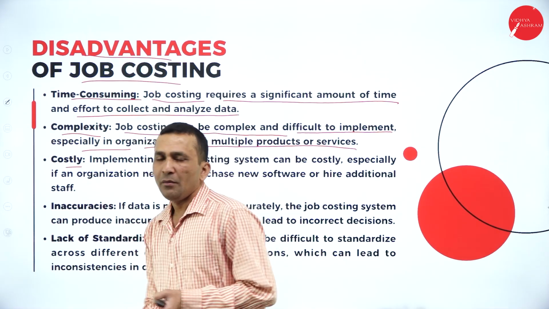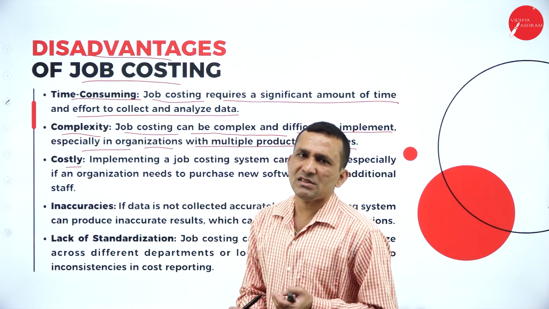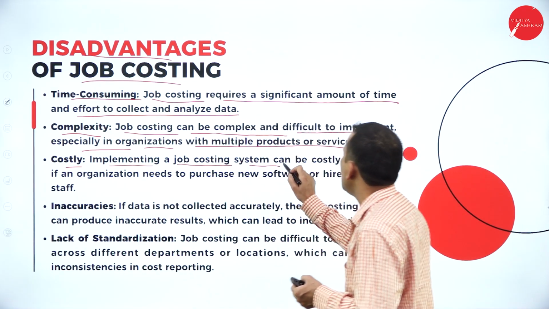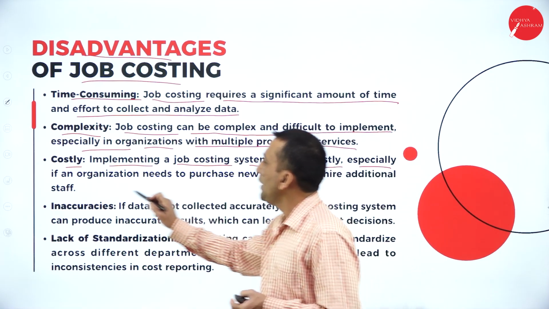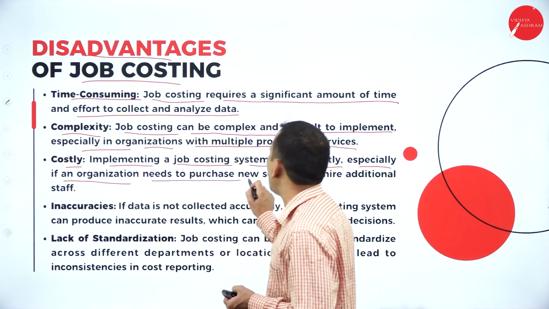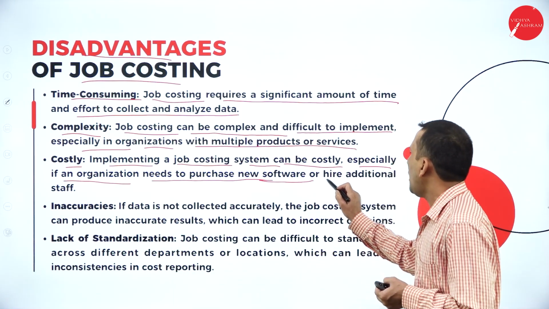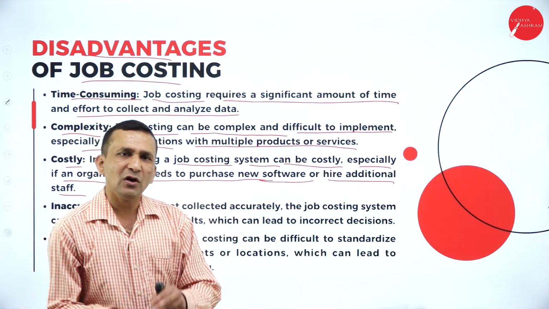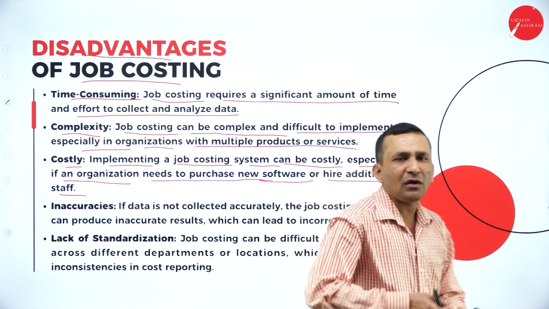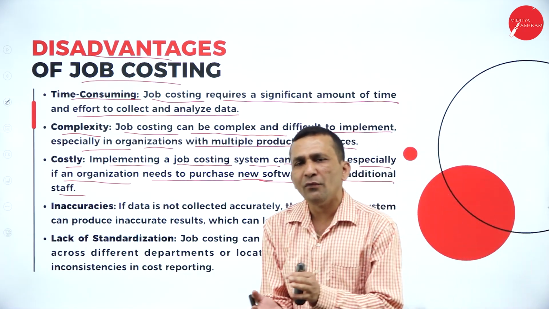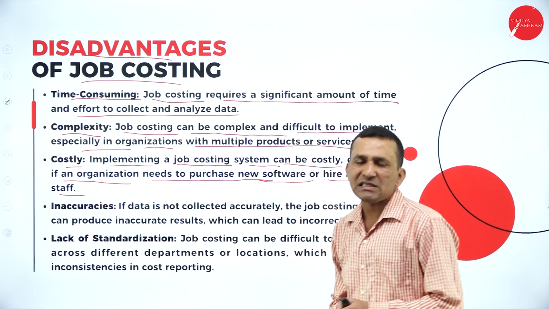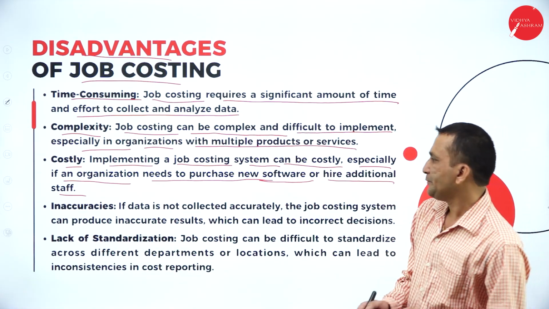Next, costly, because to implement job costing, of course, is costly. Implementing a job costing system can be costly, especially if an organization needs to purchase new software or hire additional staff. Because with job costing, we are not going for manual work now; we are upgrading our knowledge and technology, so even technical skills and software are required.